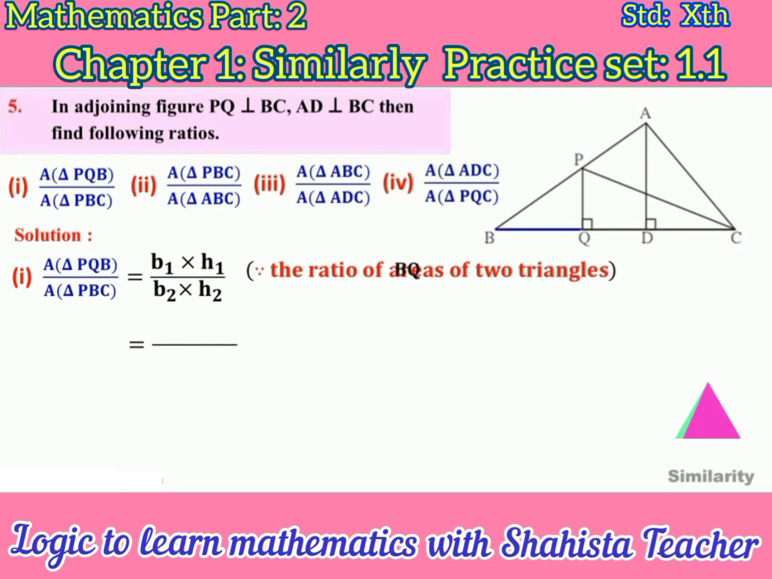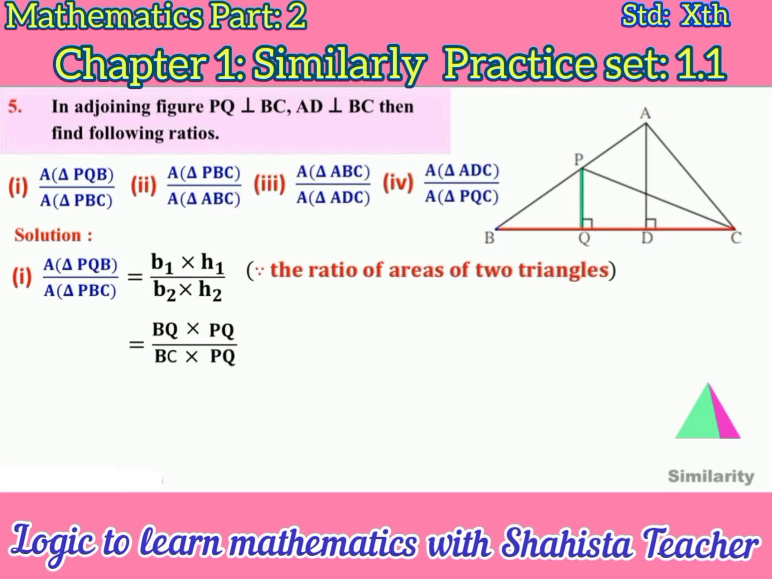This BQ is base 1. See this blue color line, BQ. Now this PQ, the green color line, PQ is height 1. So BQ multiplied by PQ. Now this BC, the full red color line BC, is base 2. And this PQ is height 2.